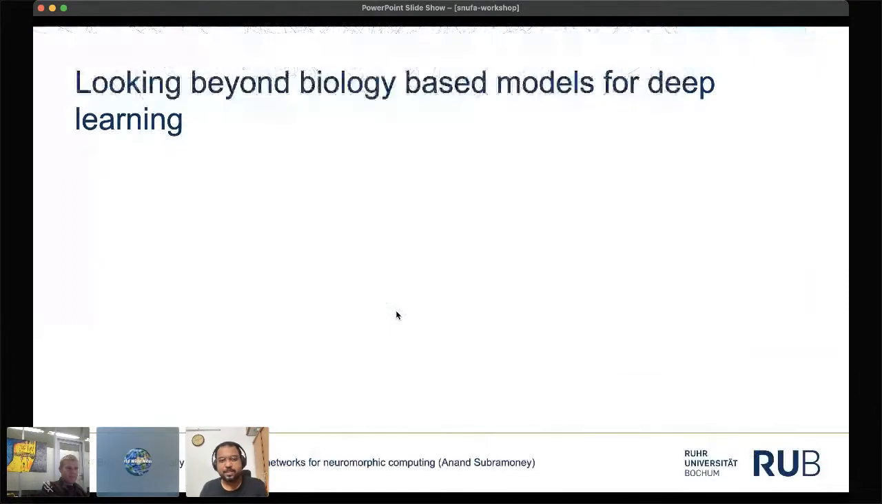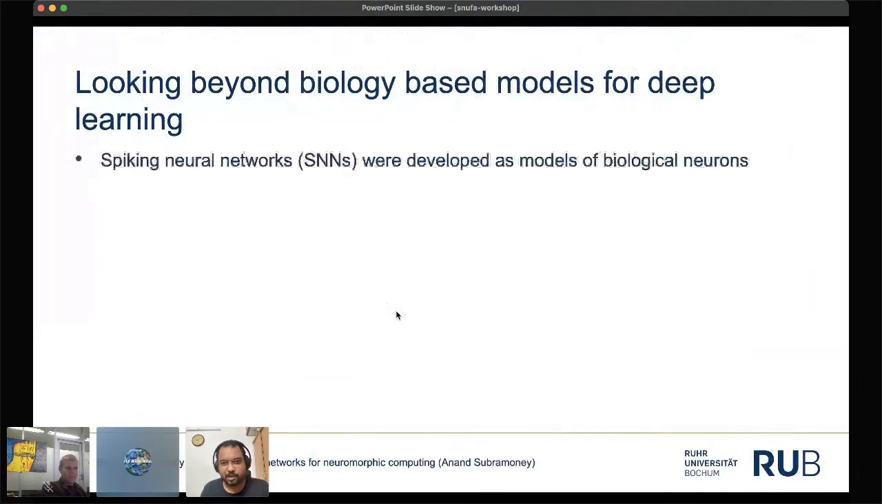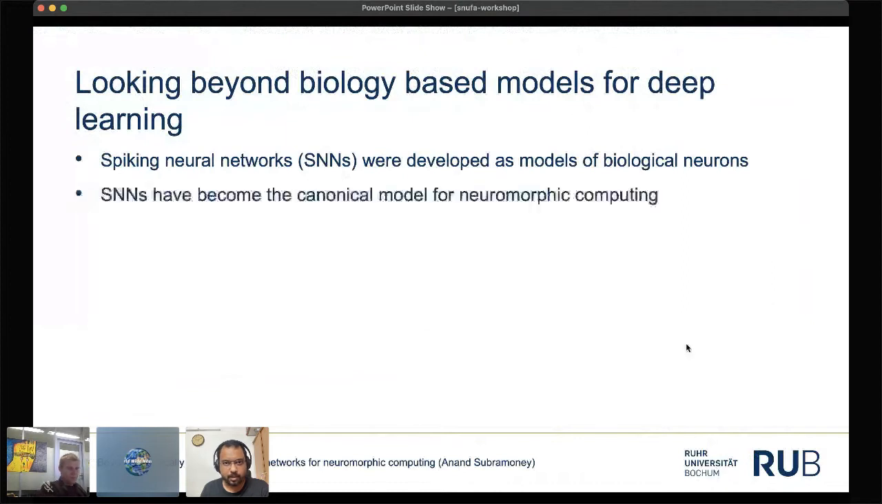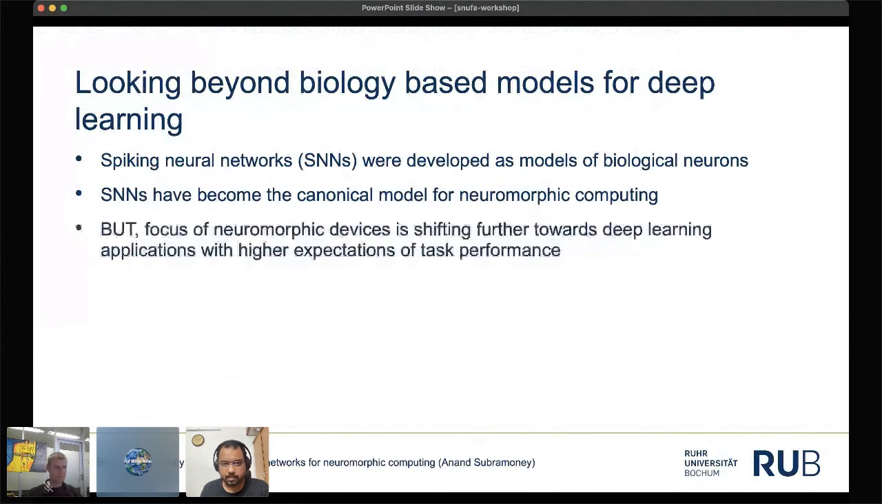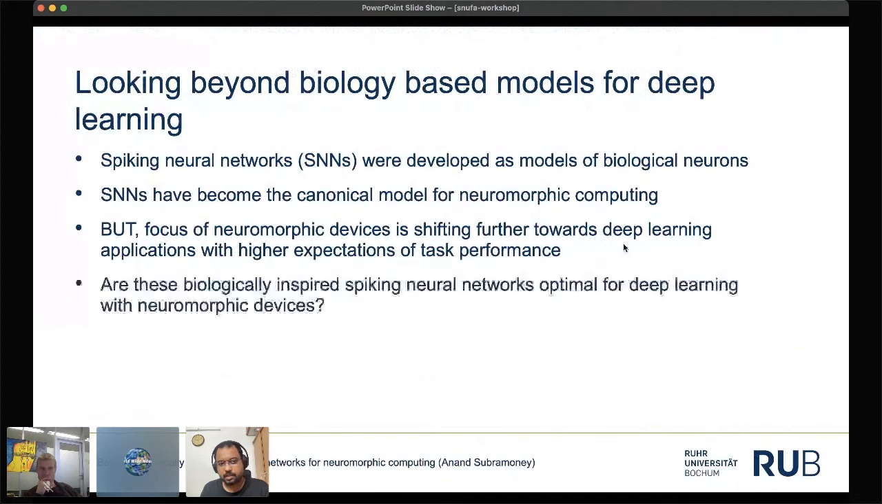So the spiking neural networks that we all know and love were developed as models of biological neurons with different levels of detail. There were point neuron models, and there are more complex multi-compartmental models, and they've become the canonical model for neuromorphic computing today, both for digital and analog neuromorphic computing. But the focus of neuromorphic devices is shifting further towards deep learning applications with higher expectations of task performance, but also energy efficiency. And I think we need to ask ourselves, are these biologically inspired spiking neural networks really optimal for deep learning with neuromorphic devices?